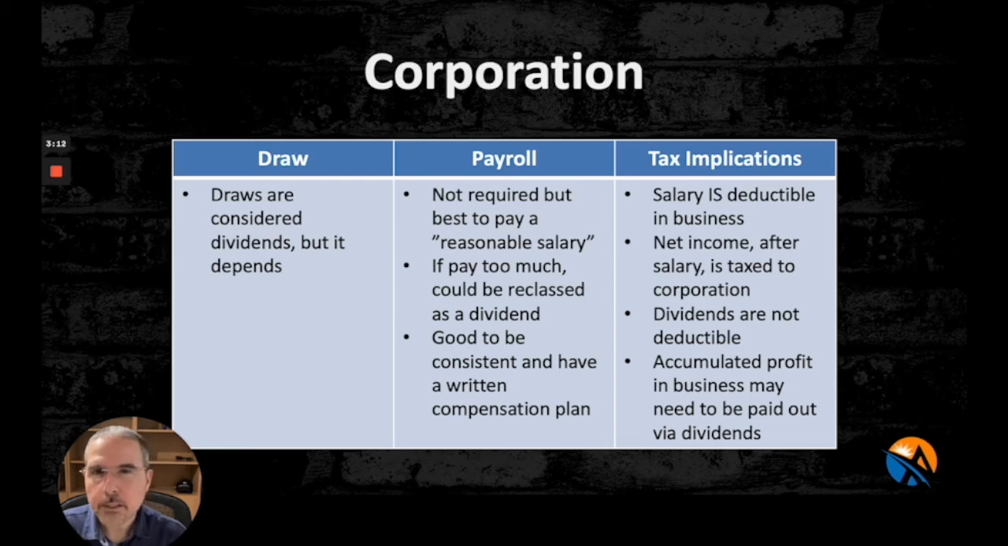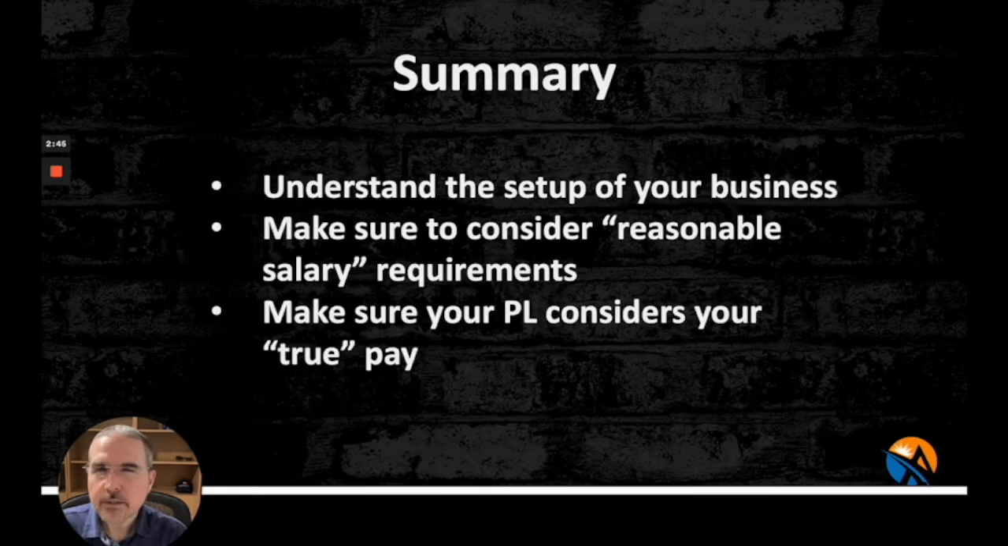But in a corporation, you start to accumulate earnings, and if you accumulate too much earnings in the business, then if you ever got audited, the IRS may say, well, some of that income needs to be paid out in the form of a dividend, and again, you get hit with that double taxation. So you want to take that into consideration when you are paying yourself through a corporation. So in summary, it's a great idea to understand exactly how your business is set up so that you can figure out how you should pay yourself.